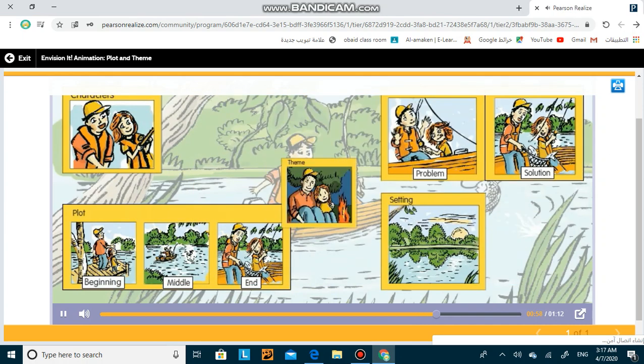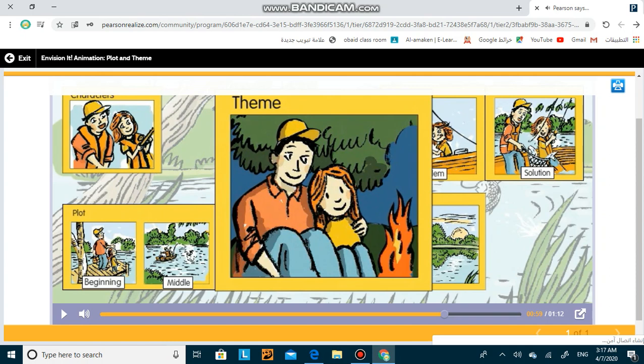Finally, we can talk about theme. What is the theme? The theme is the big idea or the meaning of a story. What is the big idea in this story? The theme of this story could be spending time together.